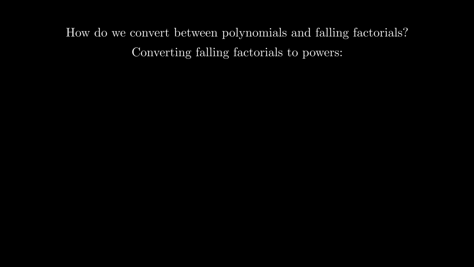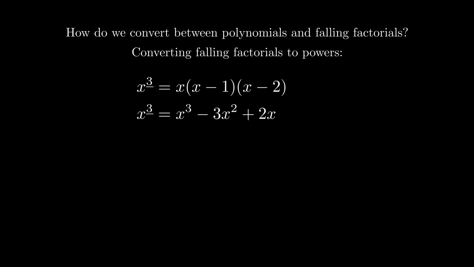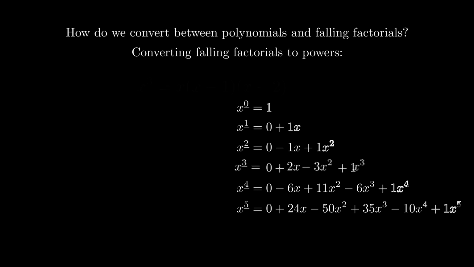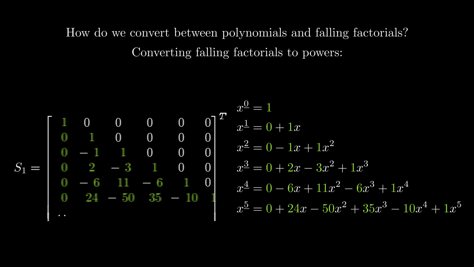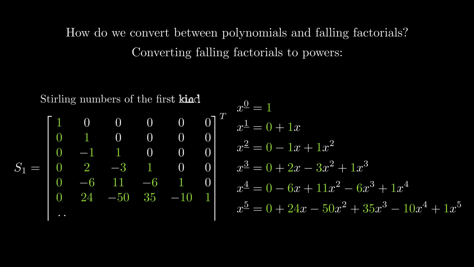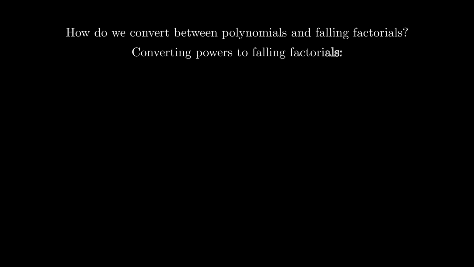Firstly, the most naive way of converting falling factorials into powers is to simply distribute. If we do a couple of these, then collect the coefficients, this gives us one set of the Stirling numbers, called the Stirling numbers of the first kind. Since these have alternating signs, we call them signed Stirling numbers of the first kind. We eventually need the inverse too, as we also need to know how to convert falling factorials back into powers.